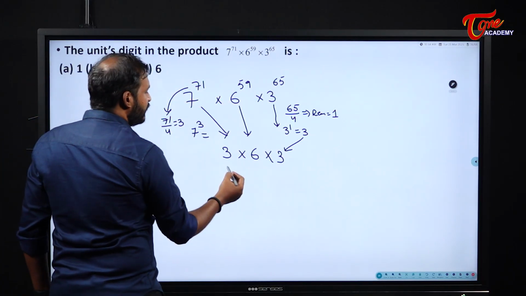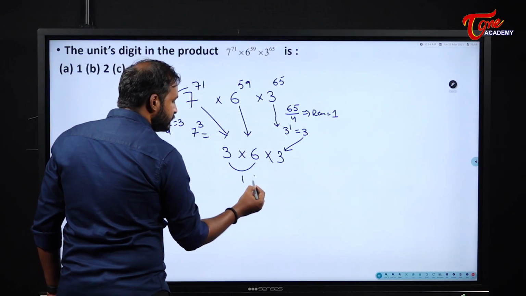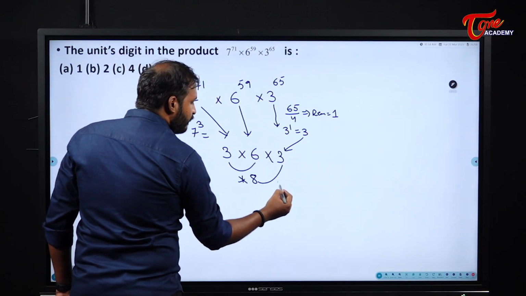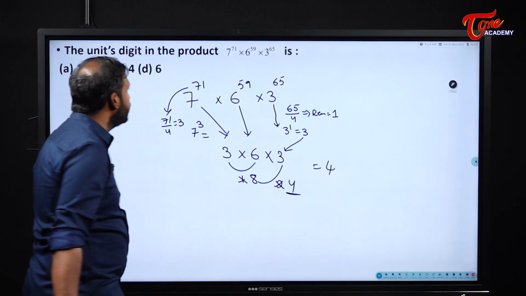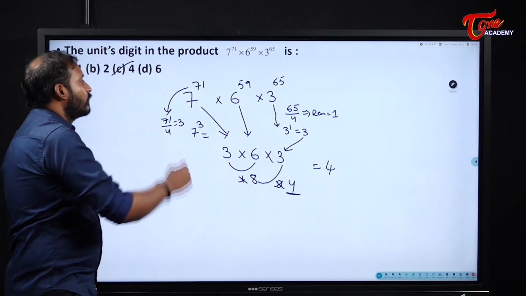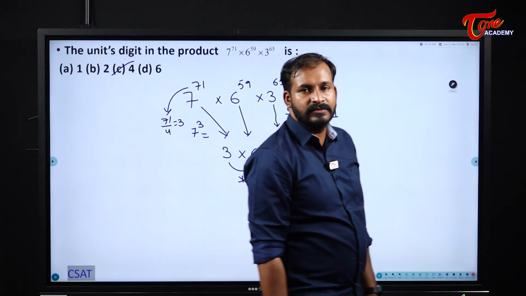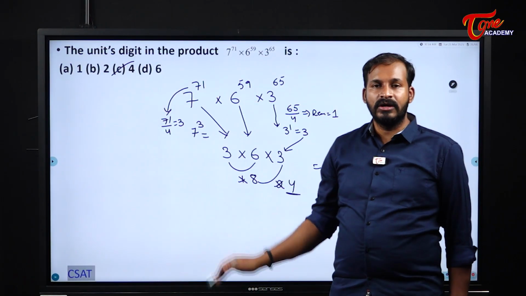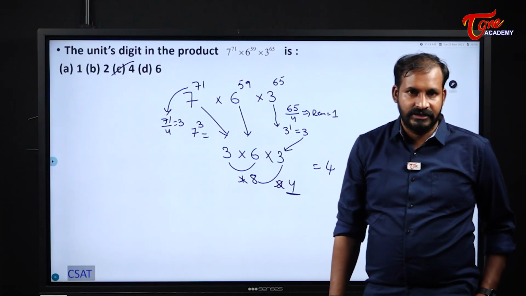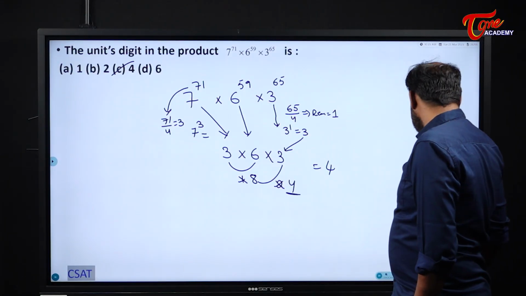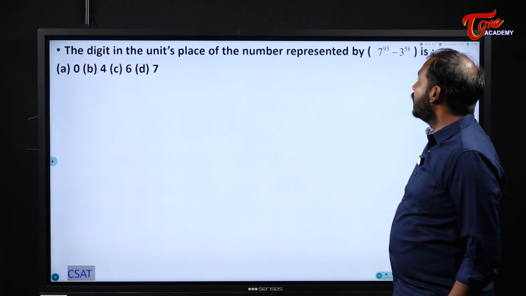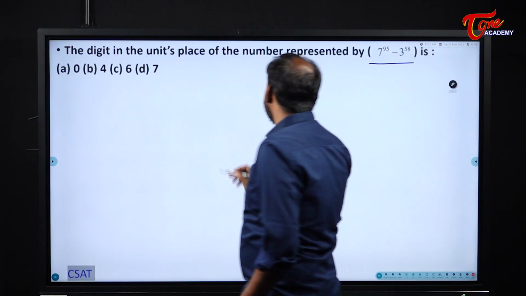Now we need to find the unit digit of this one. 3 6s are 18. 8 3s are 24. So our final answer will become what? 4. So the unit digit of this product becomes 4. So in this manner you are going to find the units digit of the given powers or products, whatever it may be. Next one.